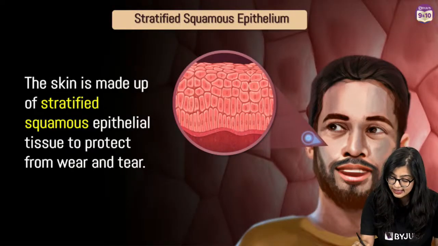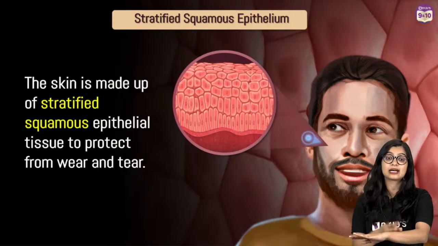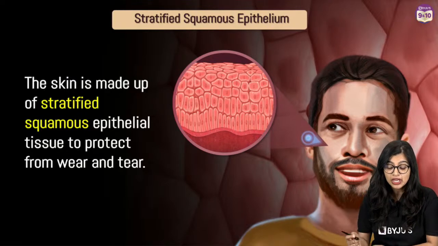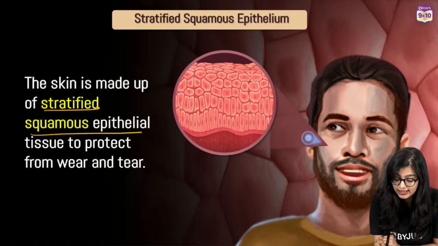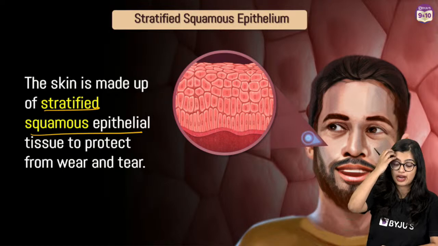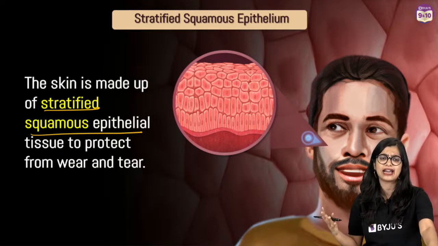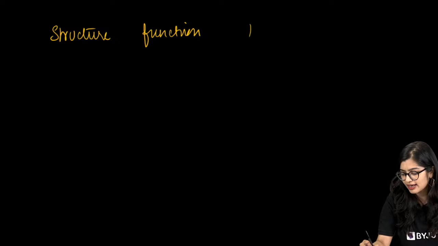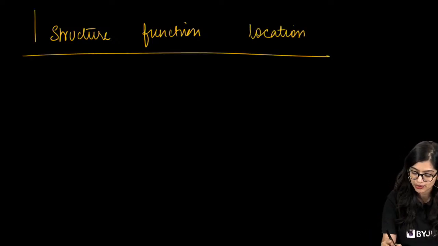And in our skin, we see that because our skin is subjected to wear and tear, it has stratified squamous epithelium to protect it from wear and tear. So to sum it up, if I have to write structure, function, and location, this is how you will study tissues, okay?